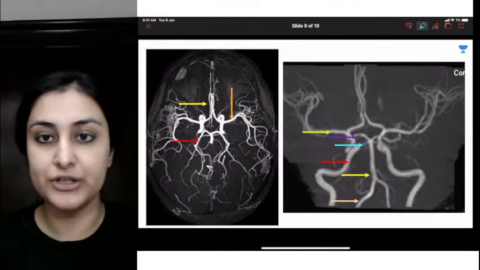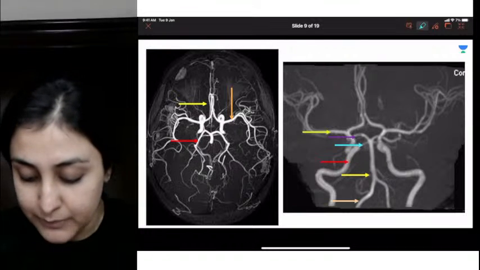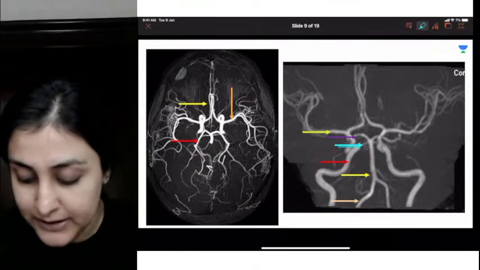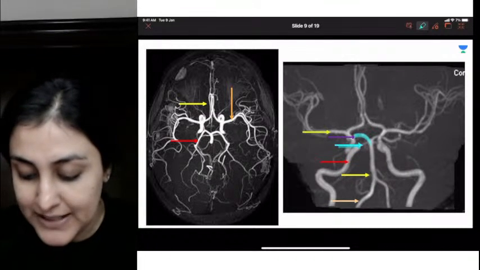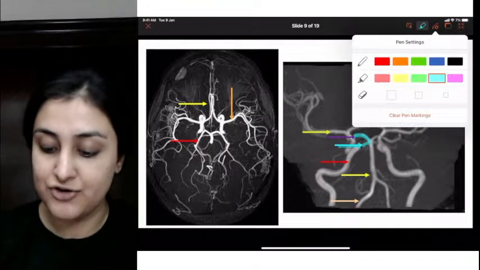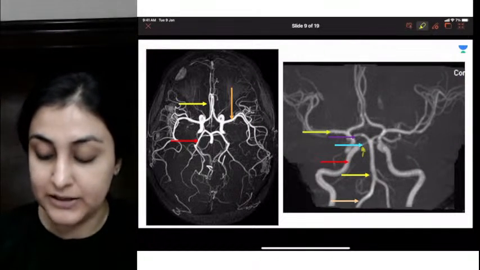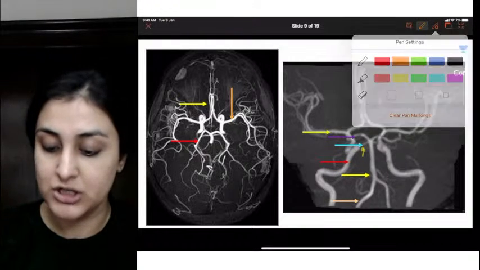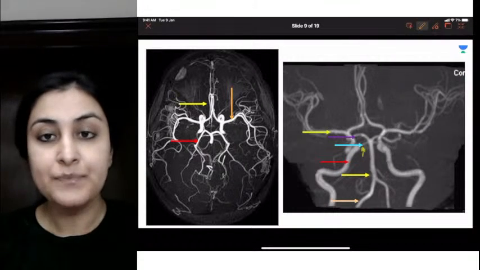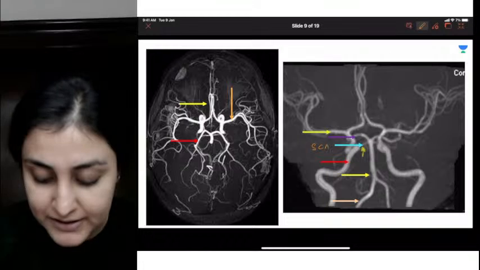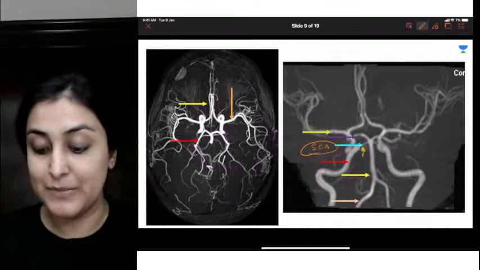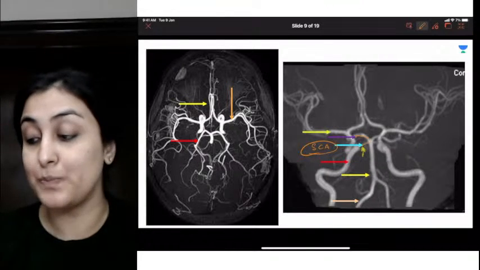So we are seeing a coronal view here. Can you see one more thing marked by this light blue color here? Just before PCA, there's one more branch which the basilar artery is giving. Can somebody tell me what is the blue arrow showing here? This part here, which is this branch. Very important. This branch here is the superior cerebellar artery, right? So this is superior cerebellar artery just before giving rise to PCA.